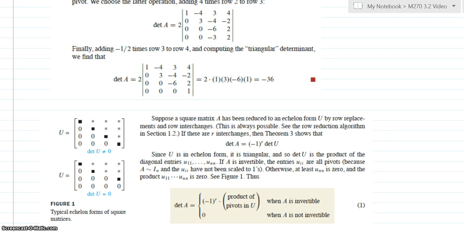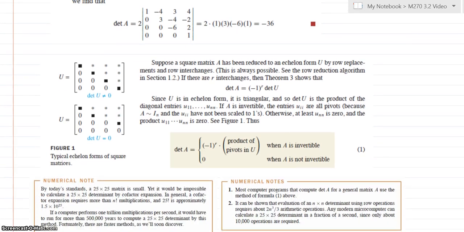This is a great way, if you're programming, to find the determinant. This is a great method to use. By the way, if you end up with a row of zeros, the whole determinant is going to be 0. So that's why I have the second line here. It's 0 when it's not invertible, when the determinant is 0.